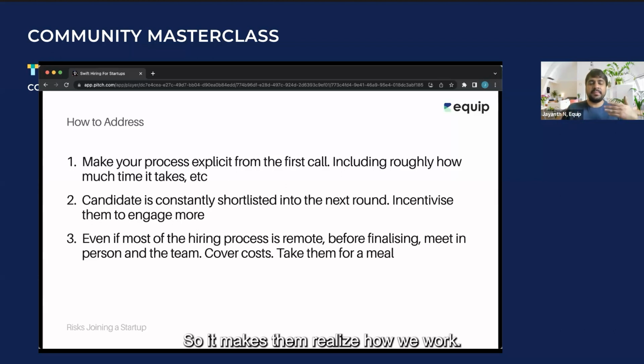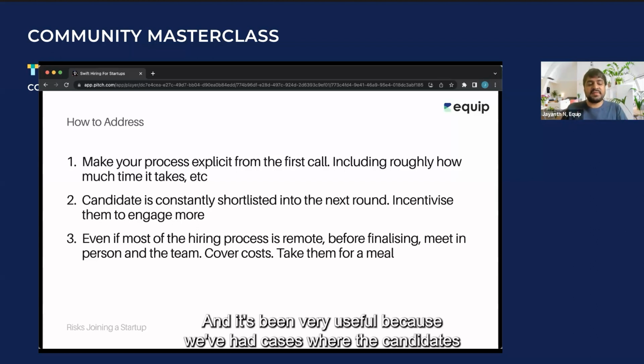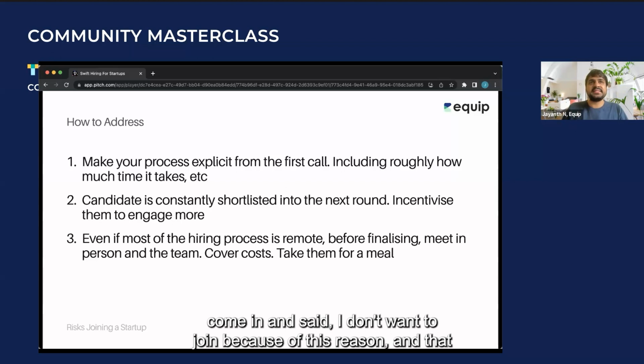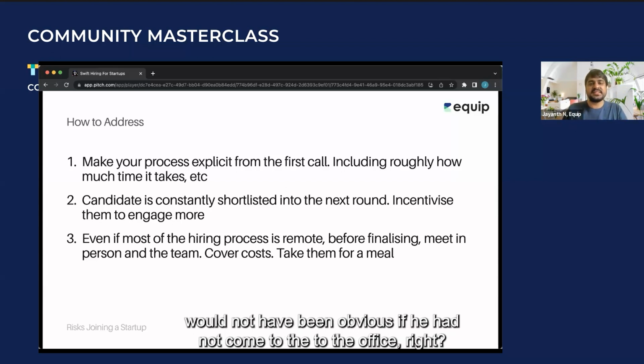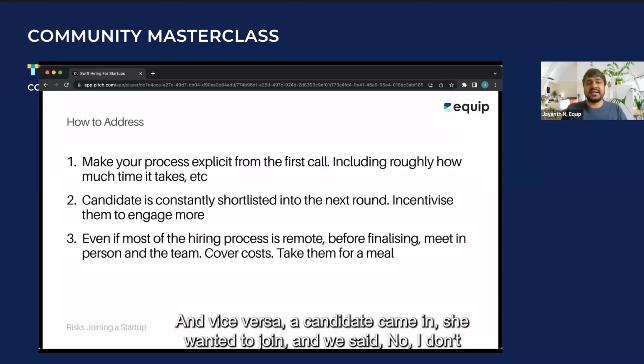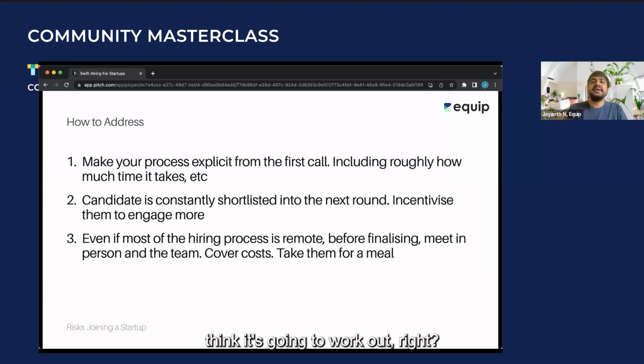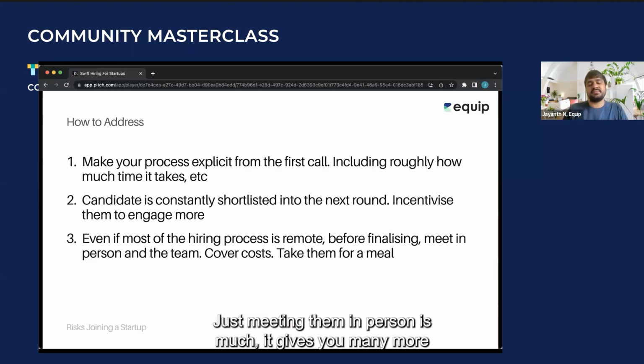So it makes them realize how we work. And it's been very useful because we've had cases where the candidate has come in and said, I don't want to join because of this reason. And that would not have been obvious if he had not come to the office, right? And vice versa. A candidate came in, she wanted to join, and we said, no, I don't think it's going to work out, right? Just meeting them in person gives you many more data points than talking to them on the phone or on Zoom, right?